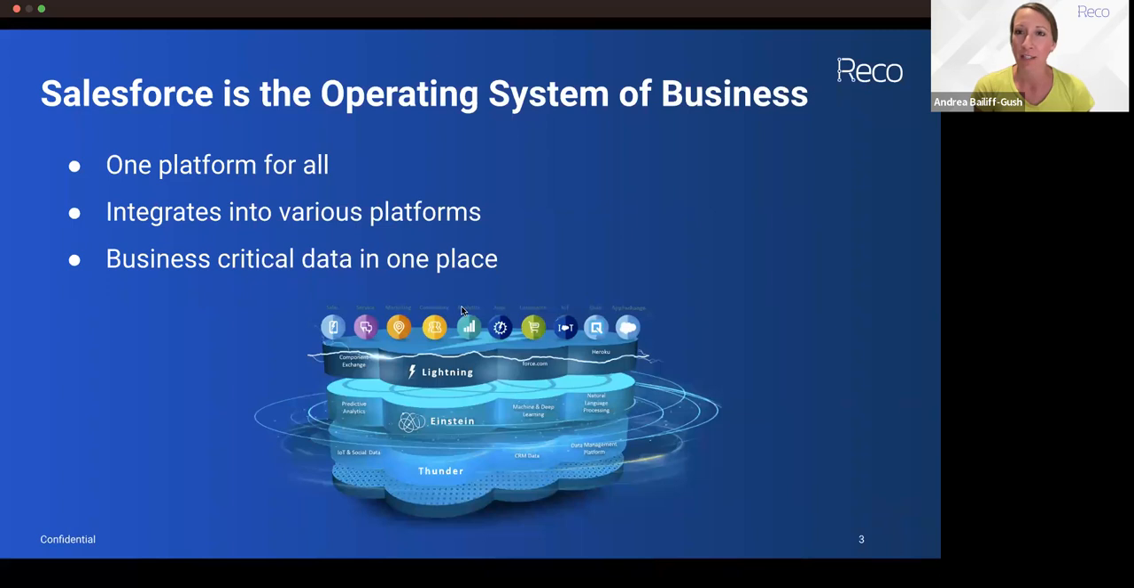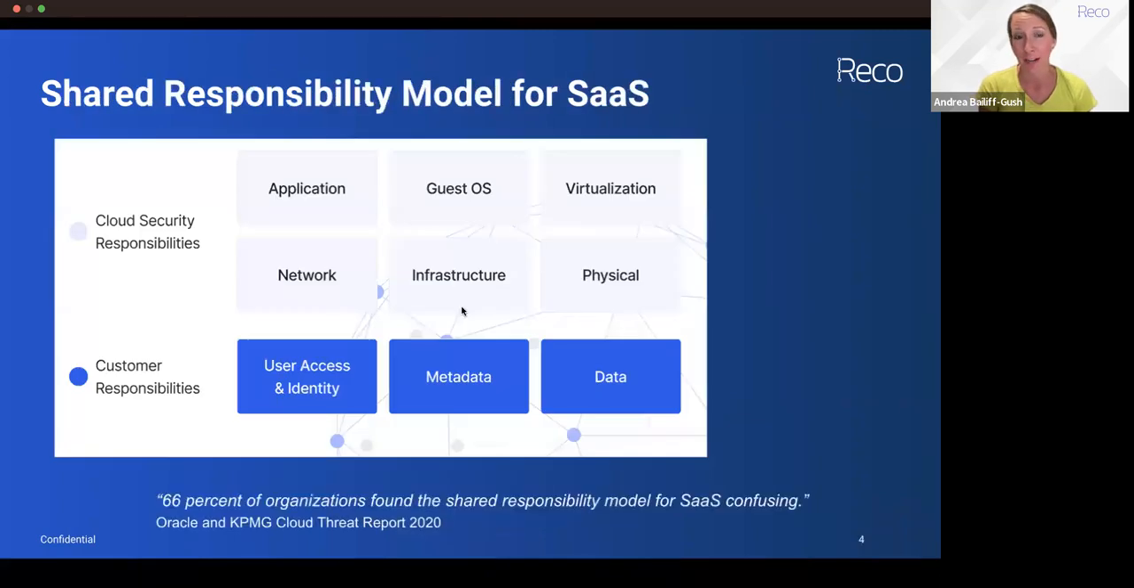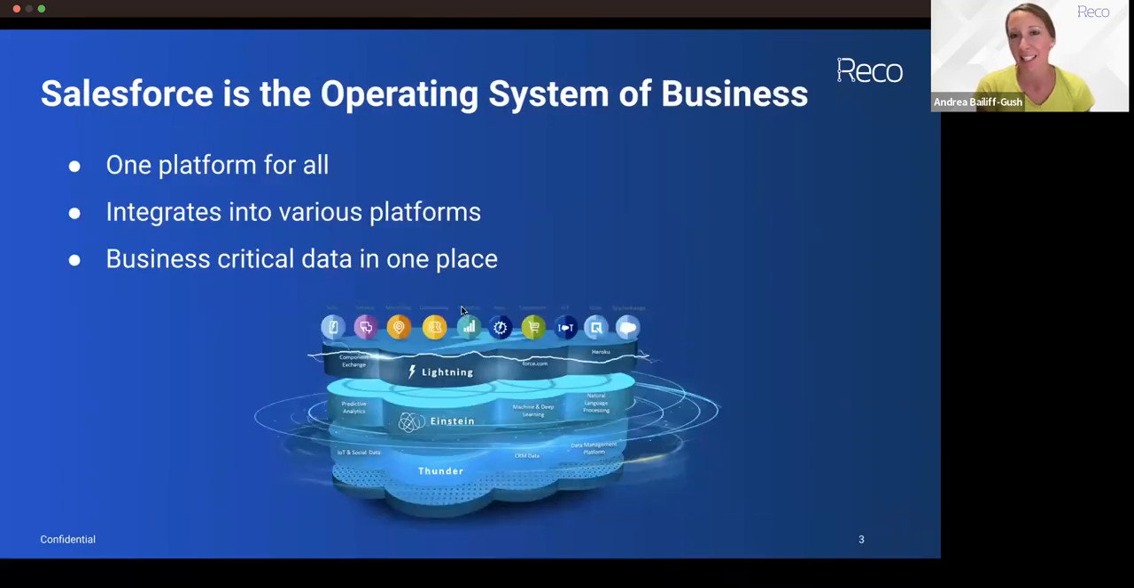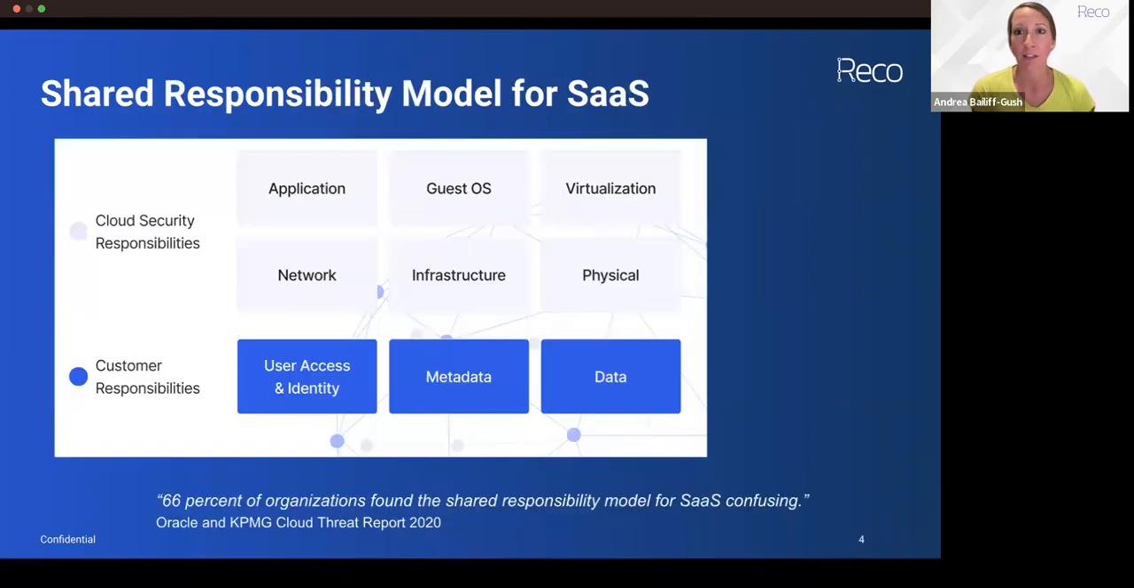Another reason why Salesforce is so powerful and so utilized by enterprises is that it integrates easily into various platforms. The way that it does this is its very flexible API. Finally, it's a way for businesses to house all of their business critical data in one place. It makes it easier for organizations to understand and support customers.